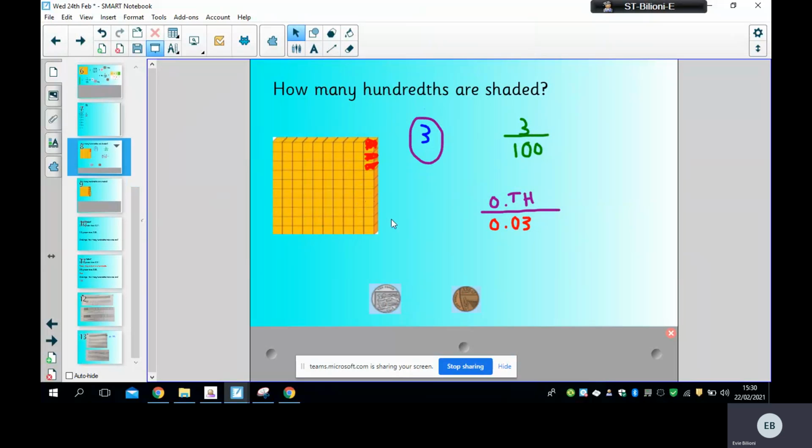So if we think about this, this is similar to money. So remember how our hundredth is like 1 pence and our tenth is like 10 pence. And we would need 10 pennies, 10 1p coins in order to make a 10 pence. So we would need 10 hundredths. But we don't have any groups of 10. So we have no tenths and no ones.